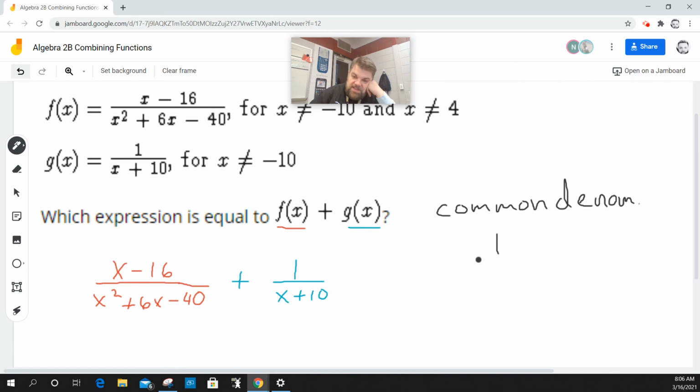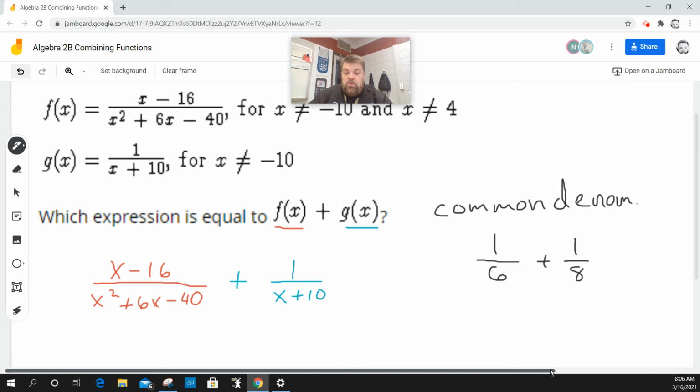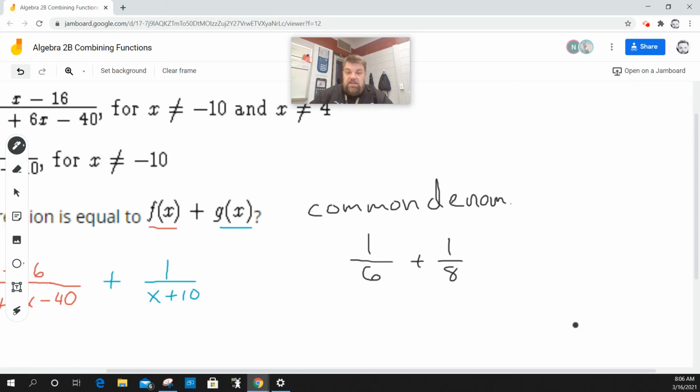All right, so let's think about this. If I say 1 over 6 plus 1 over 8, we need to find the common denominator. In other words, what number do 6 and 8 go into evenly? Now, the answer is 24, but there's a more formal way to find that answer. Basically, you do prime factorization, and that is the first step in the process.